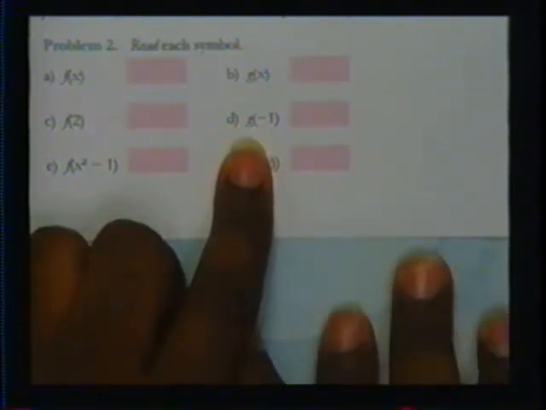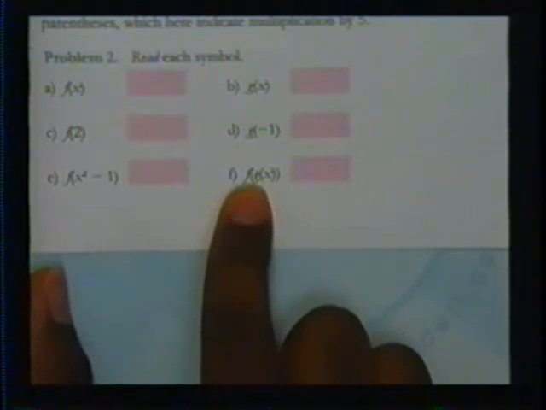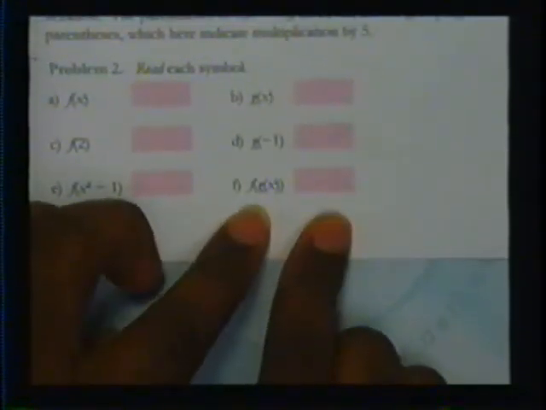G of -1. You can't see it, Kevin? Yeah. Okay. G. Okay, let's see. Oh wow. That's really hard. F of G of X. G of X. Is Clarissa there? Okay, all right. Okay.